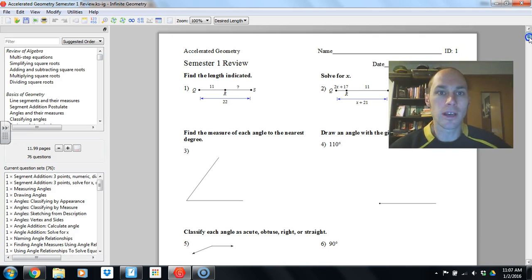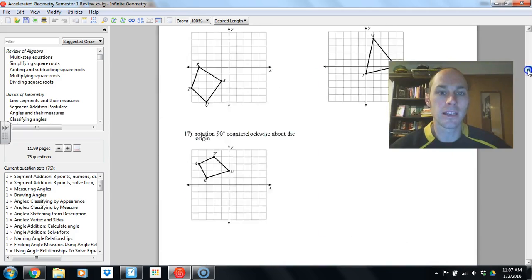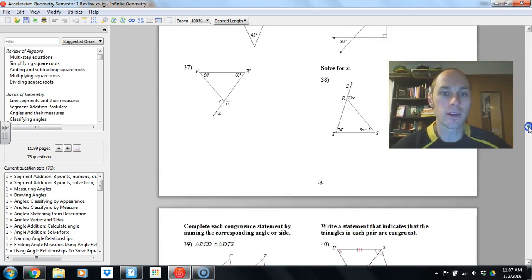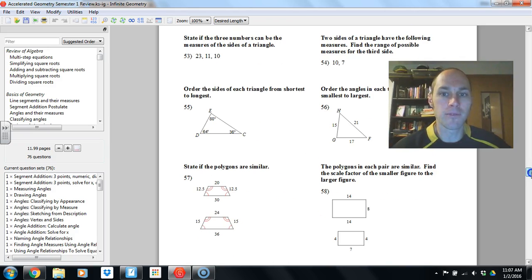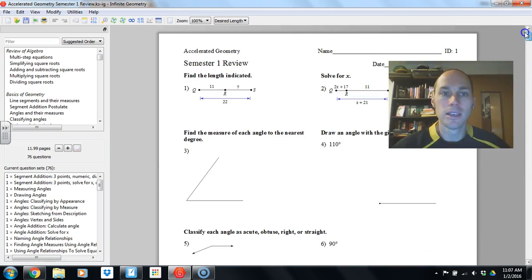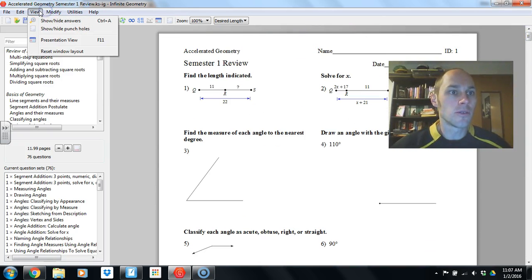So I'm going to go through the document, and keep in mind I'll go through all of them for accelerated and regular geometry, but once we get to problem 56, that's the end for the geometry review. 57 to the end will be accelerated. So watch the problems that you need. So let's get started going through those problems.